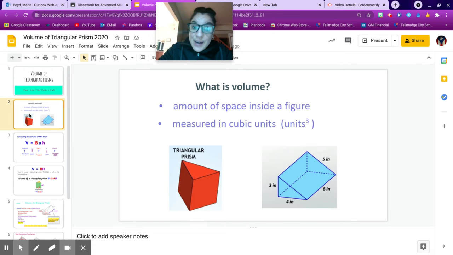Before we get too far into today, just a reminder that when we're talking about volume, we're talking about the number of unit cubes or the amount of space that is inside of a figure. Remember that volume is measured in cubic units, so we're going to have units cubed on all our answers today.